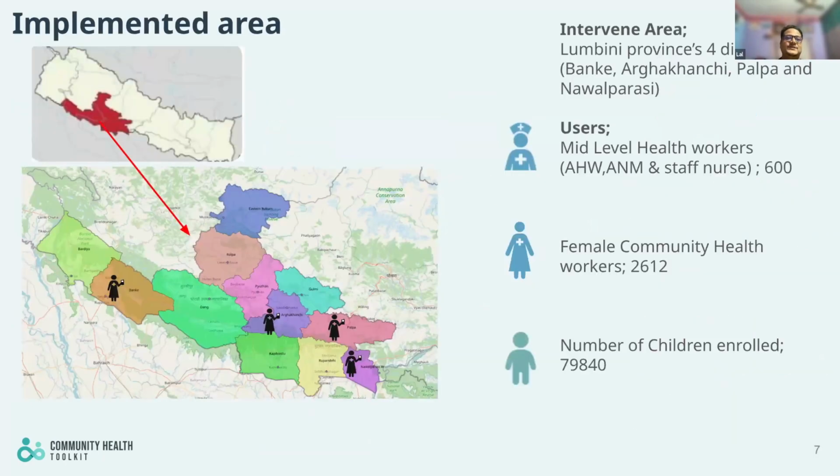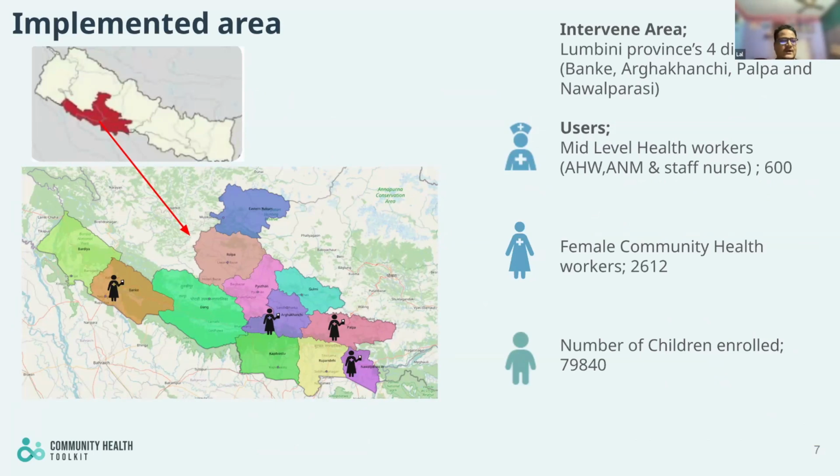Hello. Okay, so implementation area. You guys already know that. It is implemented in Lumbini Province. We have seven provinces, and one of them is Lumbini Province. You can see it in the map. Currently, we have implemented in 4 districts of Lumbini Province: Banke, Arghakhanchi, Palpa, and Nawalparasi.